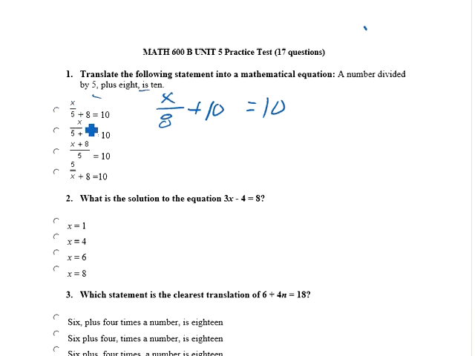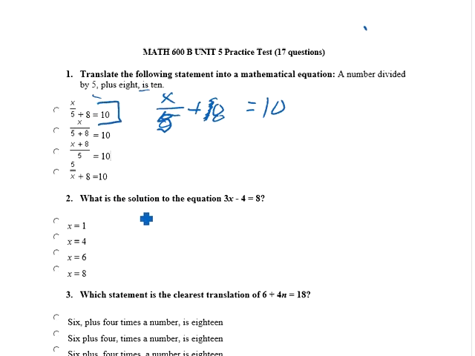A number divided by... oh, divided by 5. Man, I'm not wearing my glasses, I guess. Sorry about that, you guys. A number divided by 5 plus 8. Hopefully things get better as I move on here. Now I have a number divided by 5 plus 8 equals 10. And that's what this says. So I like answer number 1.